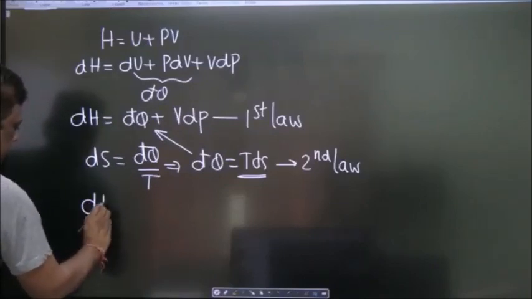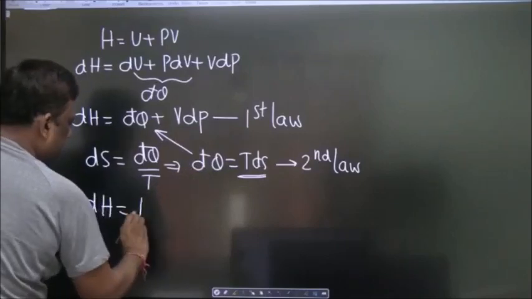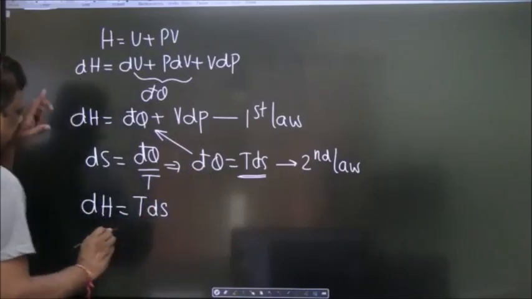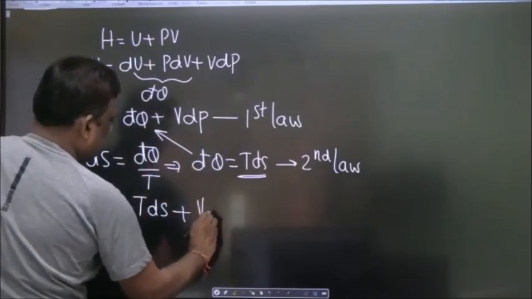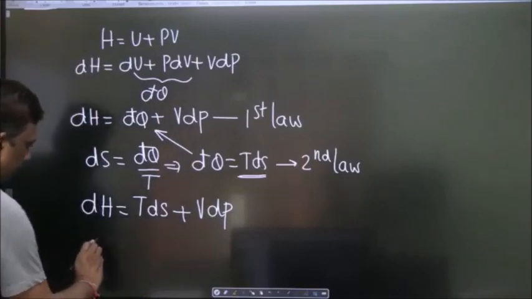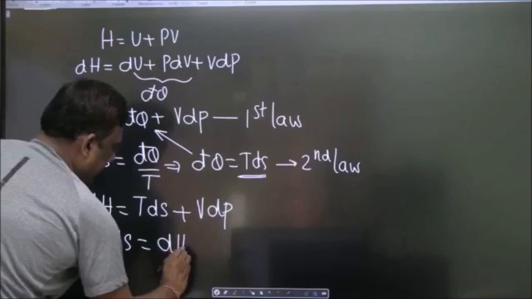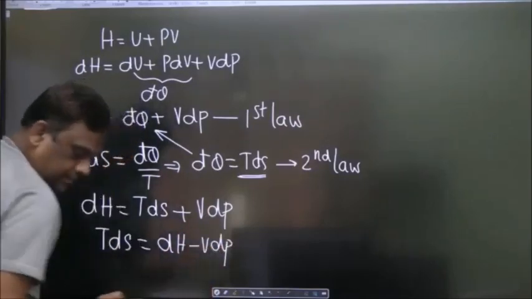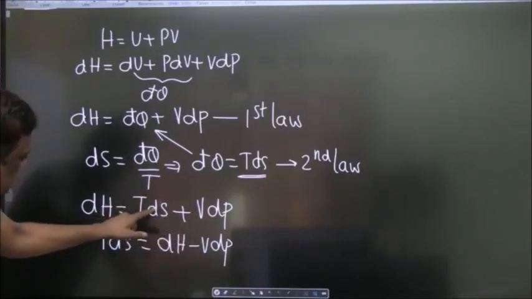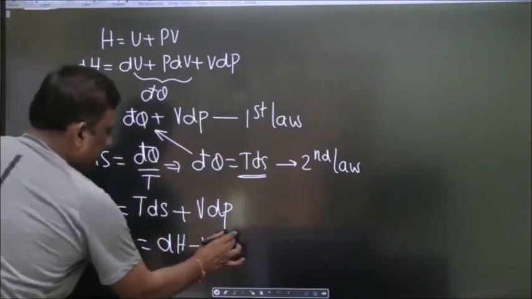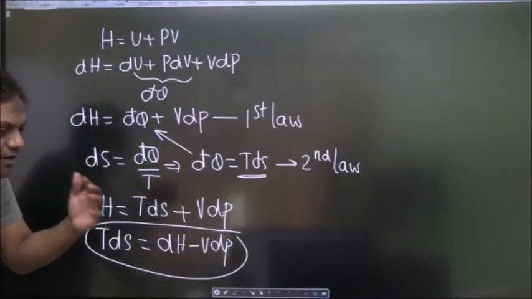So dH is equal to d'q, and what is d'q? TdS, plus VdP. Therefore, TdS is equal to dH minus VdP. This is the equation. This is again known as the combined first and second law.